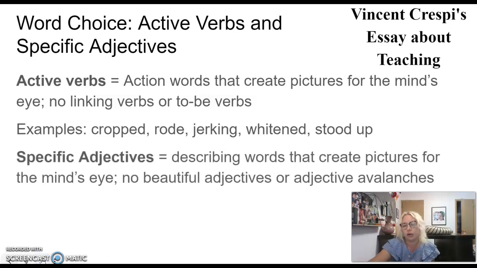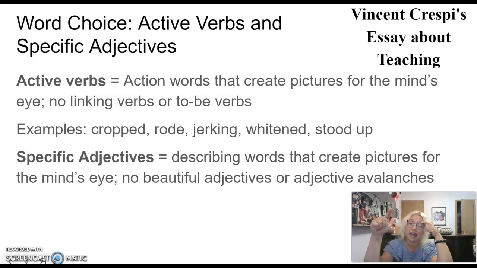Specific adjectives. These are describing words, of course. That's what adjectives are. But specific ones create pictures, again, for the mind's eye. You don't want to have beautiful adjectives. That's adjectives that are too big. The word beautiful doesn't create a picture in my mind. It could be anything, right? It needs to be more specific.